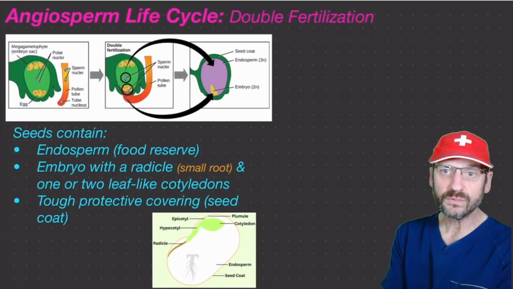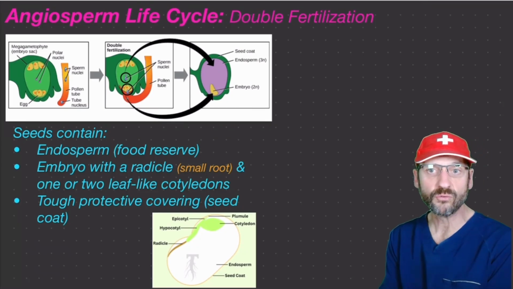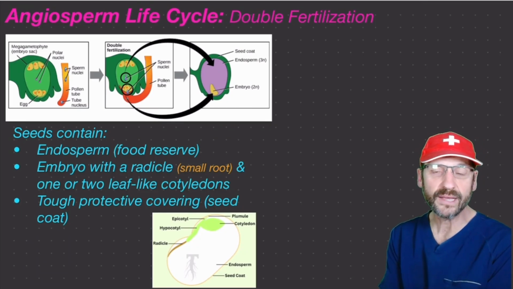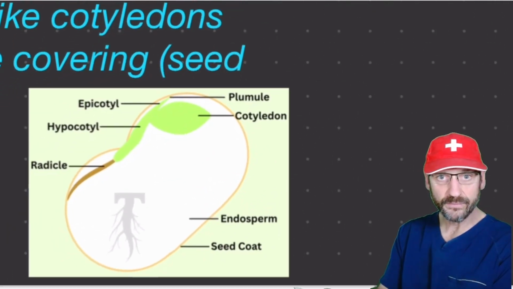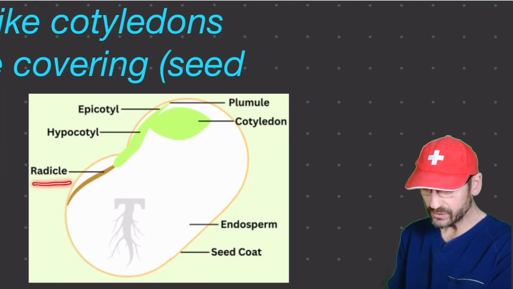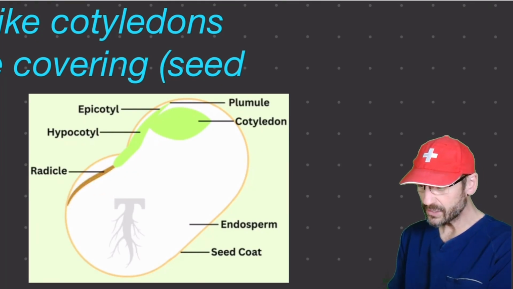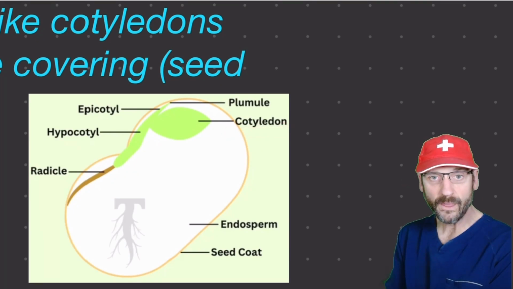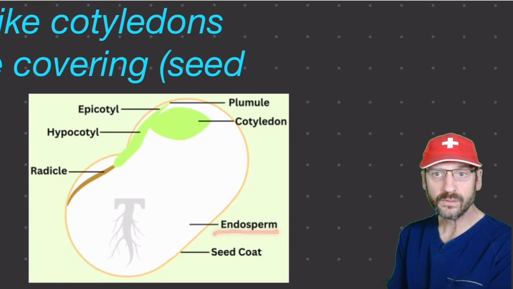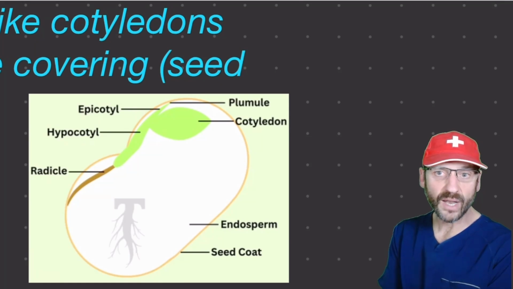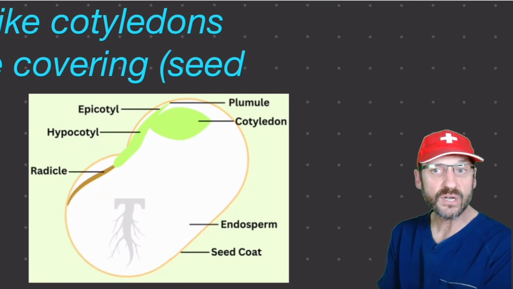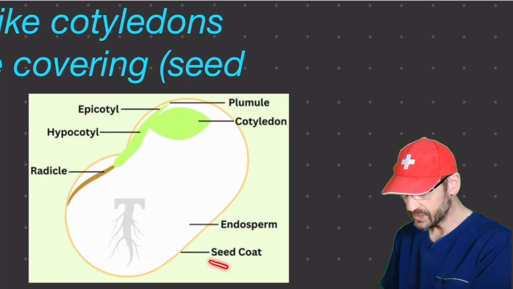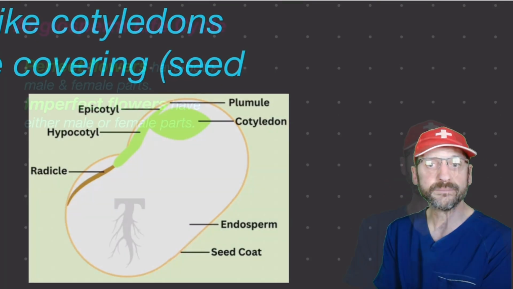The zygote develops into the embryo with small roots called radicles and 1 or 2 leaf-like cotyledons. And you can see that right here. Let me zoom in. You can see the radicles here, the little roots, and you can see the cotyledon here. You see one of them. And here you see the endosperm. The cotyledons help the embryo access the food from the endosperm. And then the seed also has a tough external covering called the seed coat. And you can see that here, seed coat, right here, the tough outside.